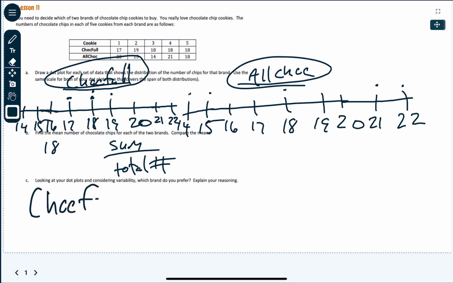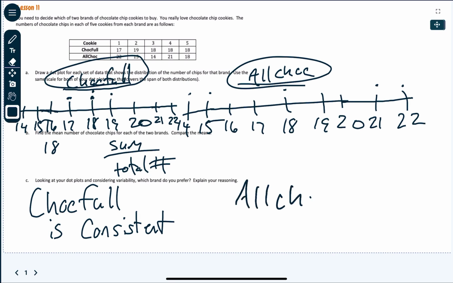So what we would say is chalk full is consistent. Okay? Now, what if somebody said all chalk? Hannah said, I'm going to change mine to all chalk. Now, why? Yeah, you could get more chocolate in these, right? You could have up to 22 chips in yours.